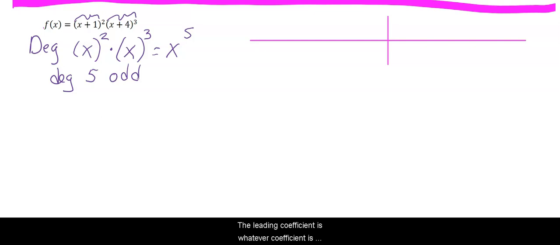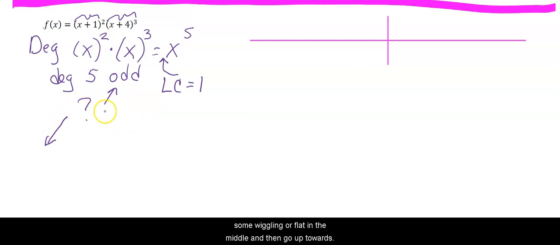The leading coefficient is whatever coefficient is attached after multiplying those highest degree terms together. So my leading coefficient is 1. Because it's positive, it should be generally uphill, which means that my graph will come up from the left, do some wiggling or flat in the middle, and then go up towards infinity. Now let's find our x and y intercepts.